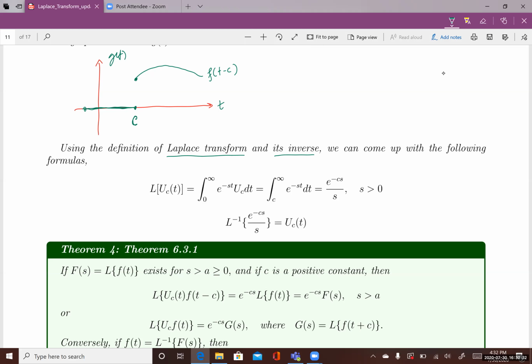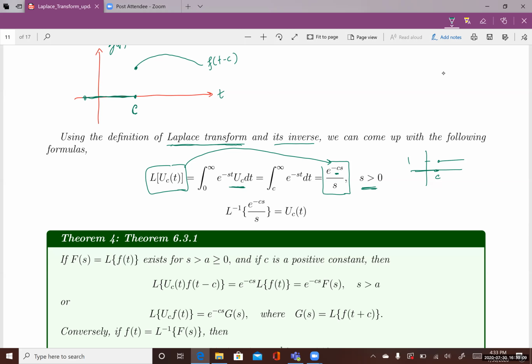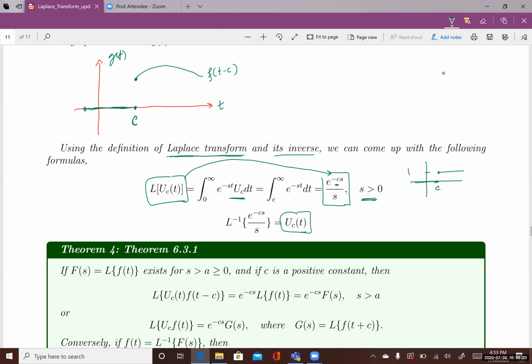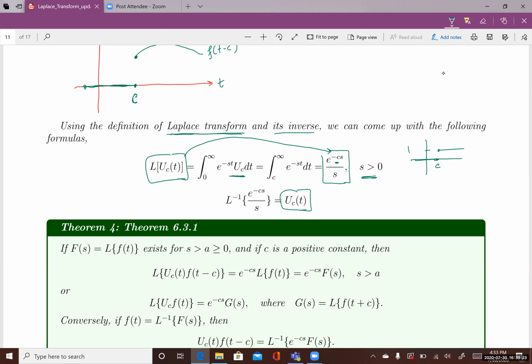First, if you find the Laplace transform of just the unit function u c of t, which is 0 before c and then 1 after c, it's going to be e to the negative cs divided by s, for s positive. So the Laplace transform of just the unit function equals this function. c here is the step. And vice versa, the inverse of e to the negative cs divided by s equals the unit function u c of t. So using the definitions, we find this formula.